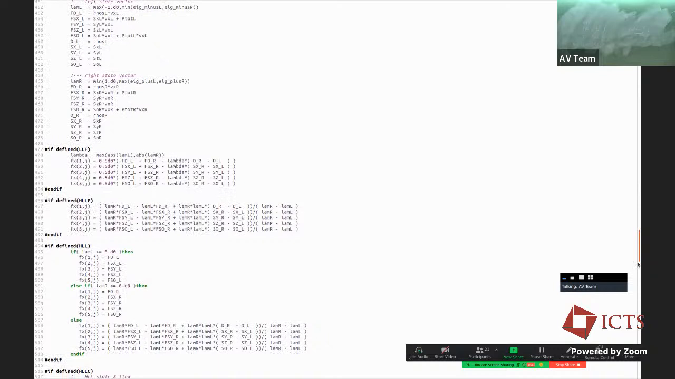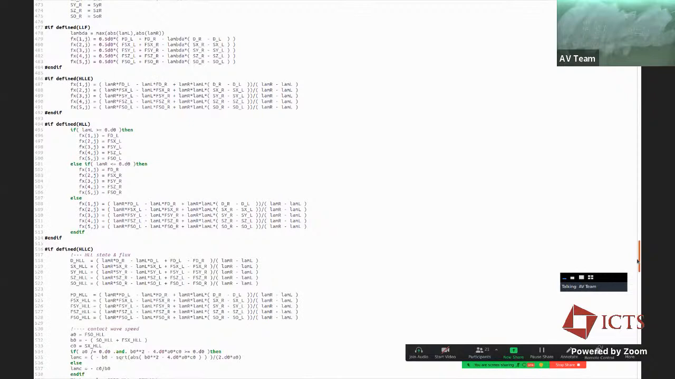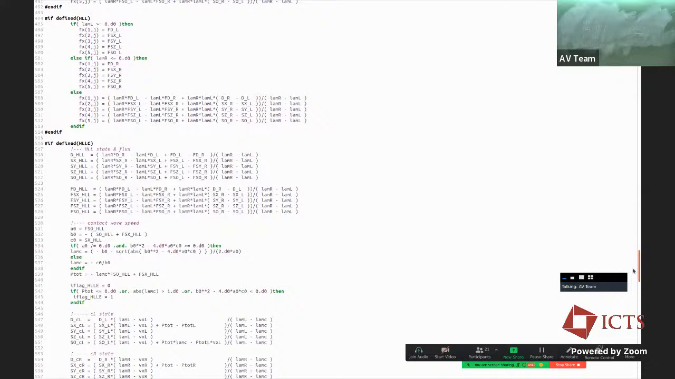HLLE just takes into account the information of the left and right propagating waves independently, and you can guess that here. And in HLL you take into account the rarefaction waves, left and right, something like this. The final one is HLLC, which restores the contact discontinuity. With HLL, HLLE, and LLF, you completely ignore the internal structure of the Riemann fan, but HLLC restores the contact discontinuity, which appears inside the Riemann fan.